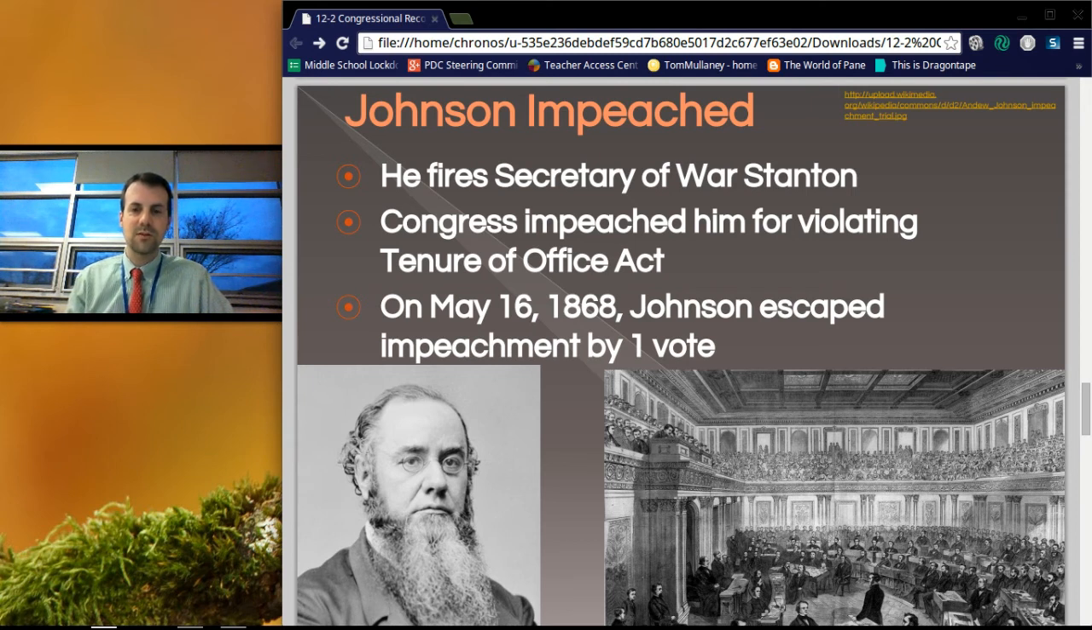The cabinet serves at the pleasure of the president. The radical Republicans not happy that Stanton was fired by the Democrat Johnson. Technically, they charged him with violating the Tenure of Office Act. You need 2/3 of the senators to convict to remove the president from office, and he escaped by one vote. One person decided not to convict, and therefore, even though an overwhelming majority of senators wanted him convicted and removed from office, he was not.